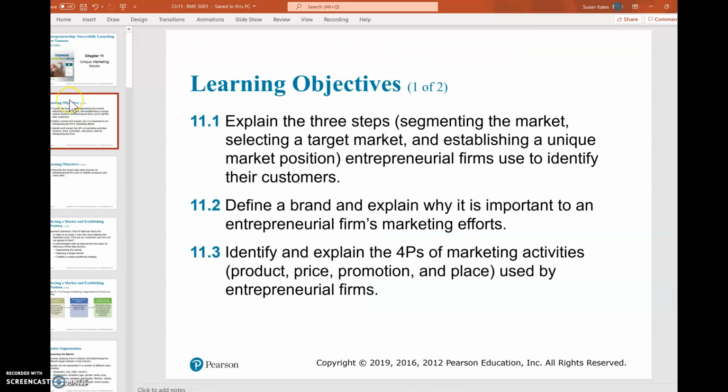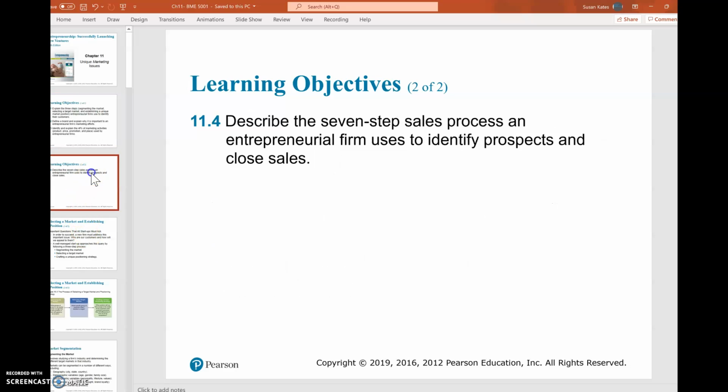We're going to be talking about segmenting the market. We're going to be talking about brands. We're going to talk about the 4 Ps, and you'll learn a lot more about this next semester when you are doing your actual marketing course. So that's really important. And then the 7 steps to sales, the process.